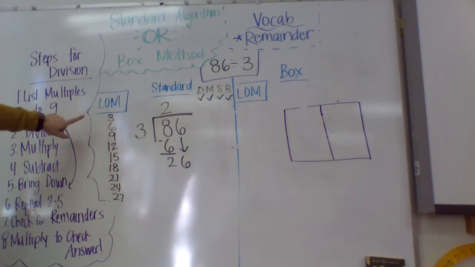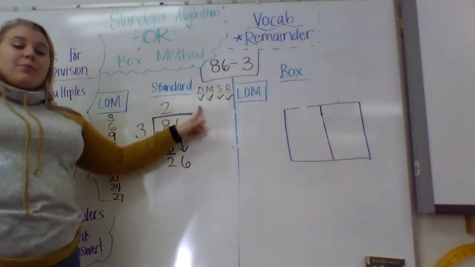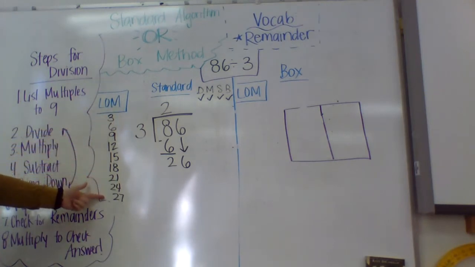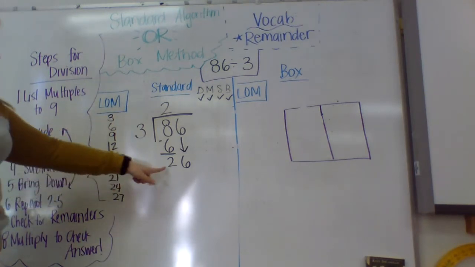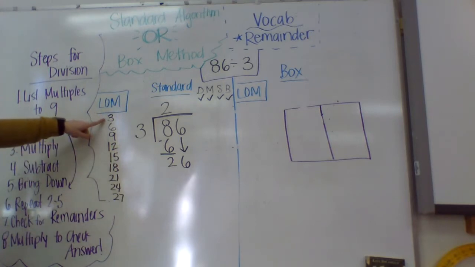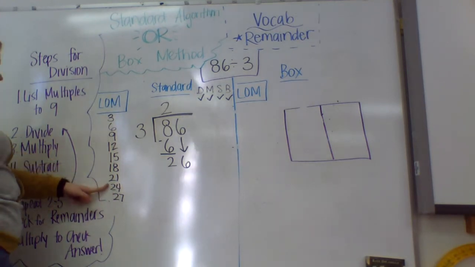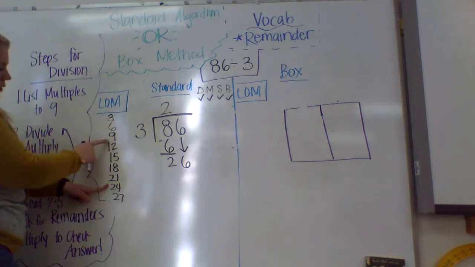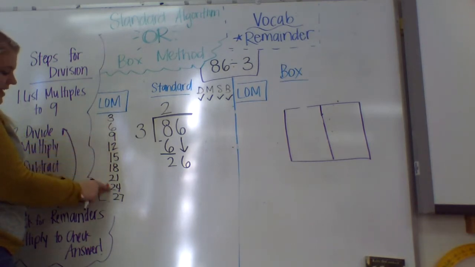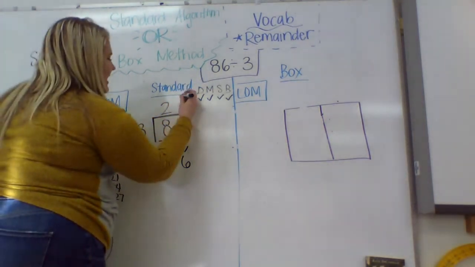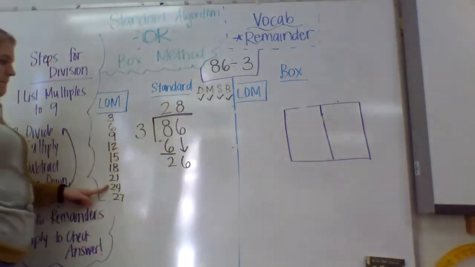So now I'm going to come back to my multiples. I've checked off my bring down. Now I'm ready to start back over with my divide. I'm going to come to my multiples and count. See how close I can get to 26 without going over. 3, 6, 9, 12, 15, 18, 21, 24. We're getting close. 27, that's too much. I need to go back to 24. And 24 is the 1, 2, 3, 4, 5, 6, 7, 8th multiple. That means 3 can go into 26 8 times.